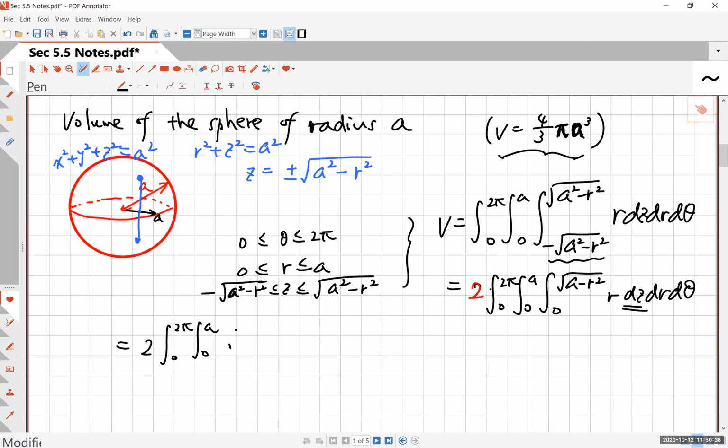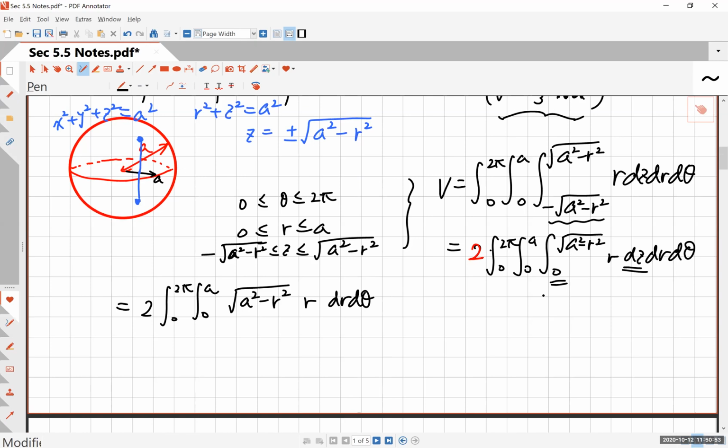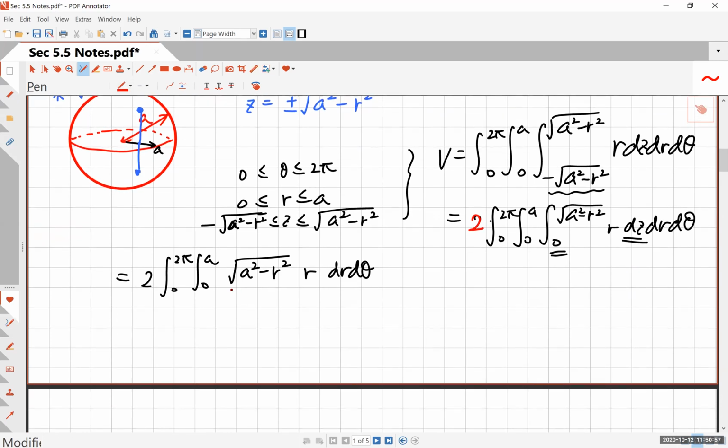So this just becomes the square root of a squared minus r squared, all under the radical, right? And then you have r, and then you have dr d theta. Now, of course, you have 0 here, so you don't have to worry about the other part, which is nice. All right, is there a way to continue here? Of course there is, right?